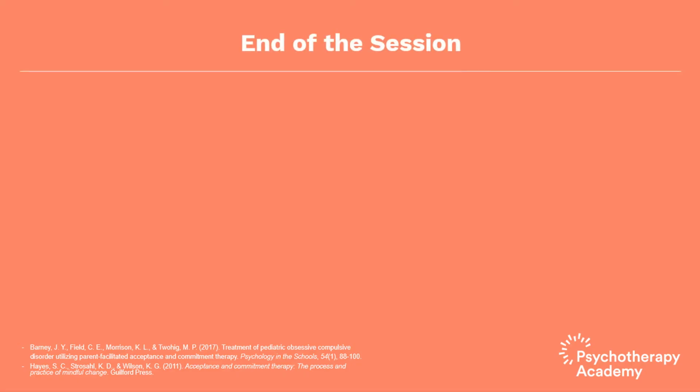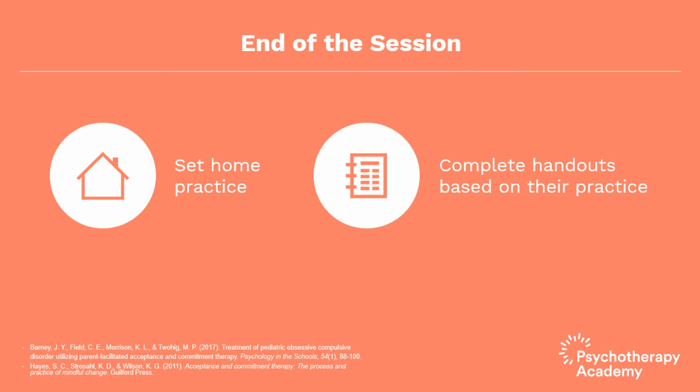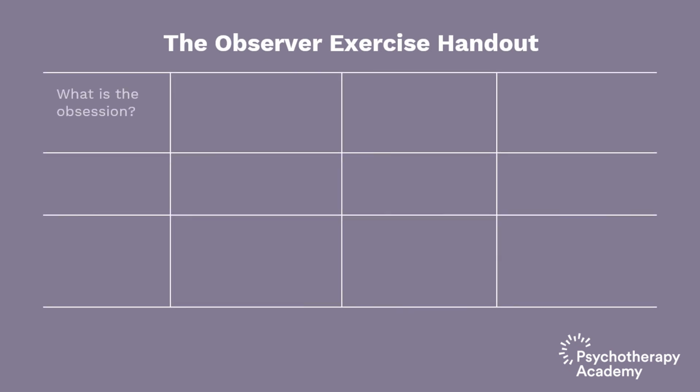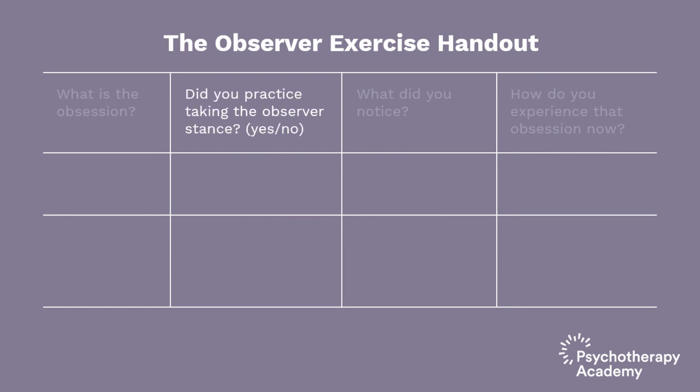At the end of this session, as with any, you'll be setting practices for them to do at home. And this just depends on what practice you did in session of what you're going to have them do at the end or throughout the week or between your sessions. What I've done is I create handouts for clients to complete based on the practice that we did that day. For example, the observer exercise, I have this handout where I say, what is the obsession? Did you practice taking the observer stance? Just yes or no. And what did you notice?